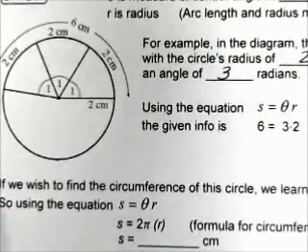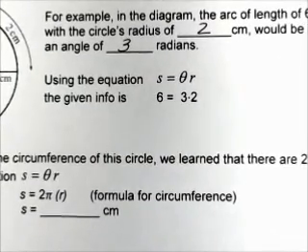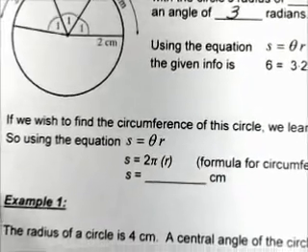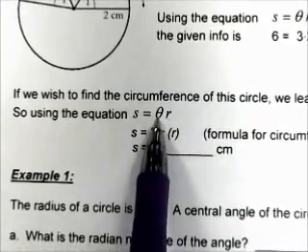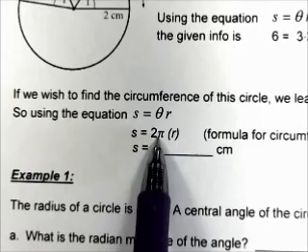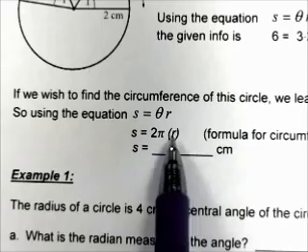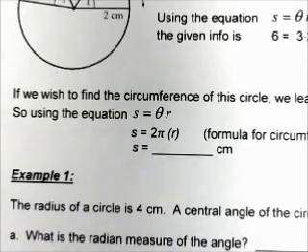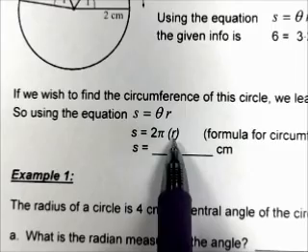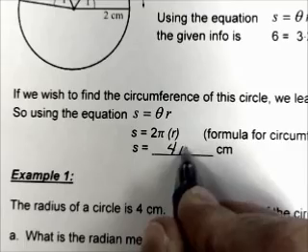If we wish to find the circumference of this circle, we learned back in geometry that there are 2 pi radians in 360 degrees. So using the equation S equals theta r, S equals, replacing theta with 2 pi, 360 degrees in radian measure, 2 pi times r. Here our radius was 2 centimeters, so we have 2 pi times 2, which is 4 pi.